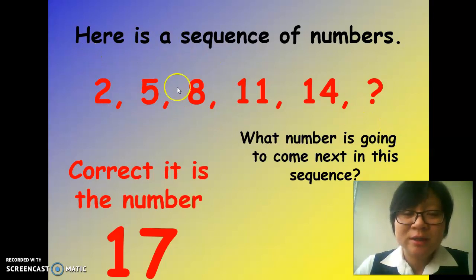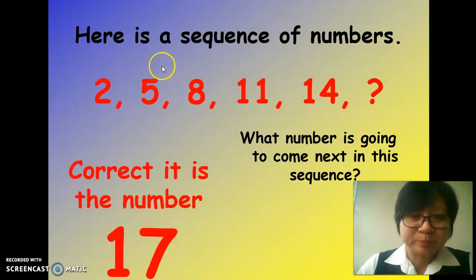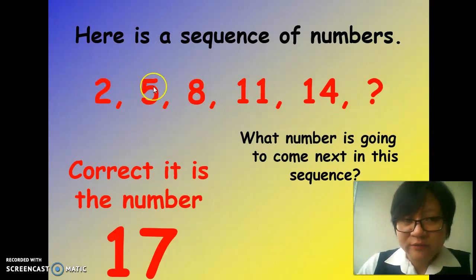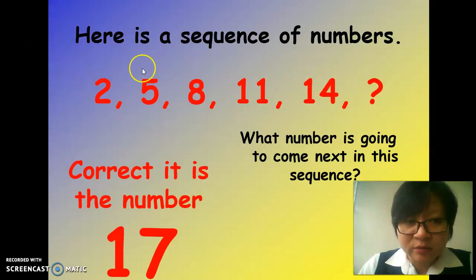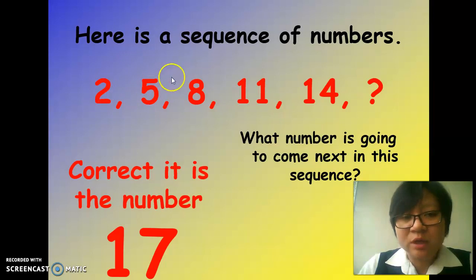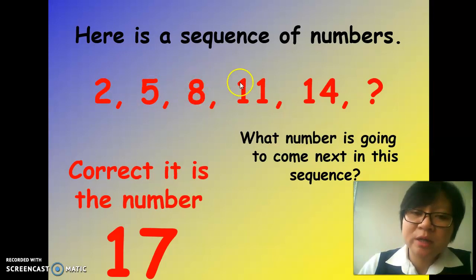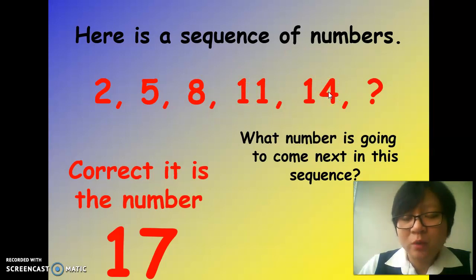You need to look at two consecutive numbers. 2 and 5 are consecutive numbers. 5 and 8 are consecutive numbers. 8 and 11 are consecutive numbers. 11 and 14 are consecutive numbers. Between these two consecutive numbers, there is a common difference. 2 to become 5, you need to add 3. 5 to become 8, you need to add 3. 8 to become 11, you need to add 3. 11 to become 14, you need to add 3. So, what is the next number? The next number is 14 plus 3 is equal to 17.